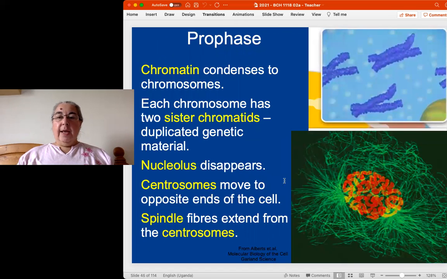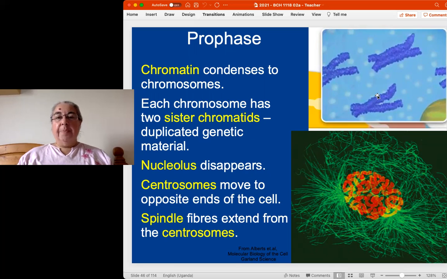So for each of the stages, I'm going to show you a clip from the video, just to remind you of what you saw, and an actual micrograph, a picture taken through a microscope using different colored fluorescent staining. So here we've got chromosomes, we've got DNA stained in red, and microtubules, the microtubules of the spindle stained in green. So this is an actual dividing cell.